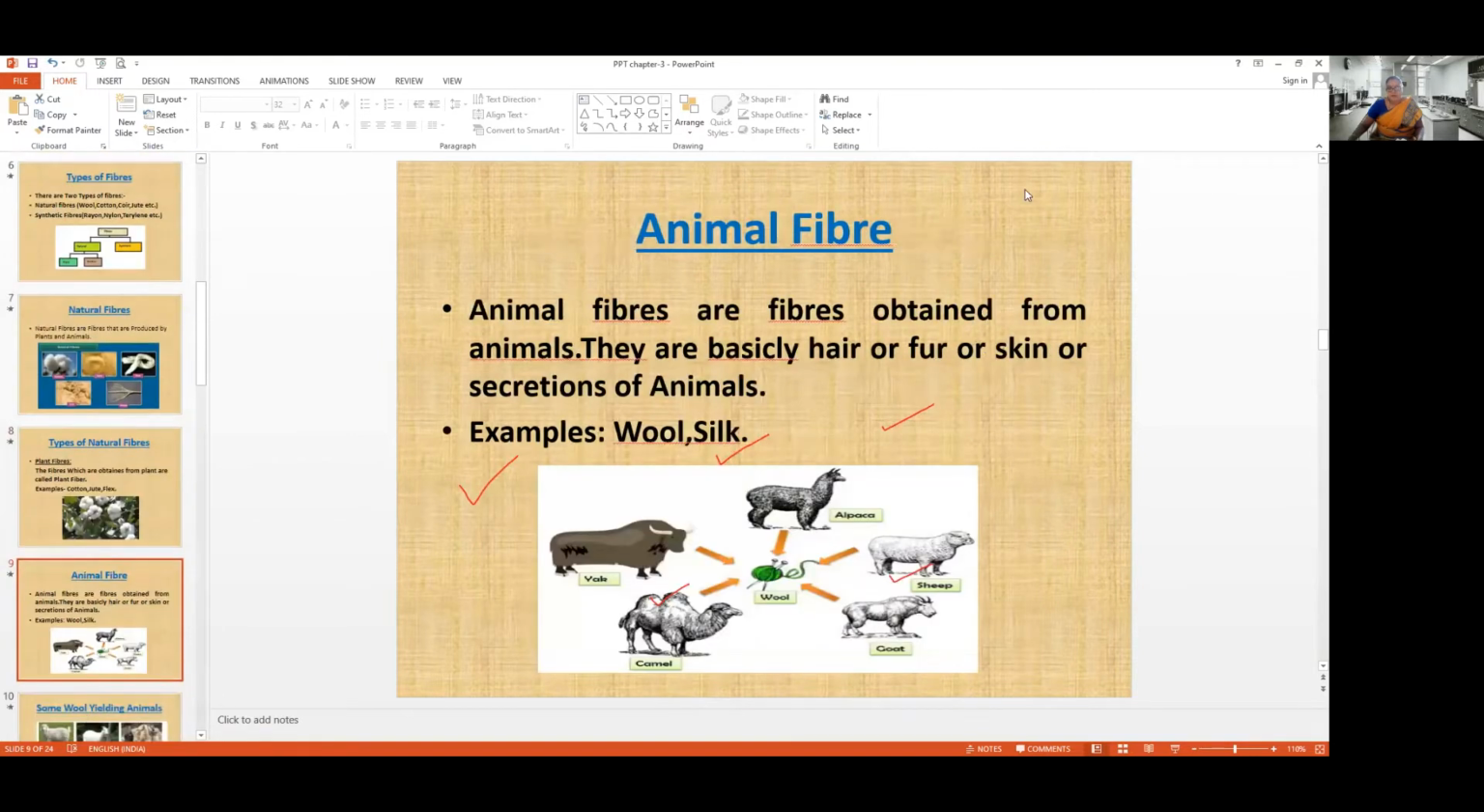Now coming to animal fibers. Animal fibers are fibers which are obtained from animals. These are basically hair, fur, skin or secretions of animals. Examples are wool and silk. Here are some examples of wool yielding animals like camel, yak, alpaca, sheep, goat. I have also given you an activity on wool yielding animals, with different animals for each student.